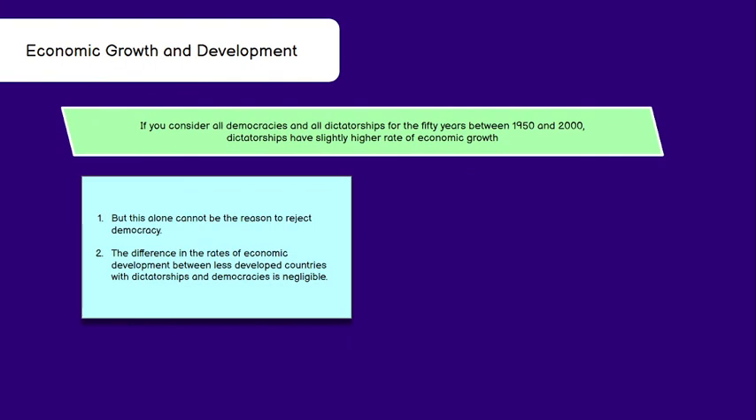Now coming to economic growth and development. If you consider all the democracies and dictatorships for the 50 years between 1950 and 2000, dictatorships have a slightly higher rate of economic growth. But this alone cannot be the reason to reject democracy. The difference in the rates of economic development between the less developed countries with dictatorship and democracies is negligible.